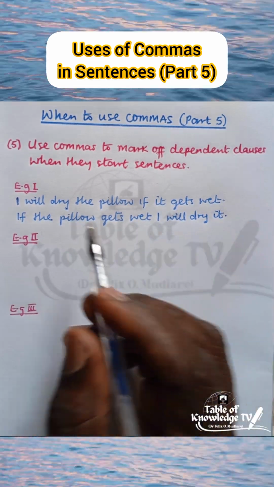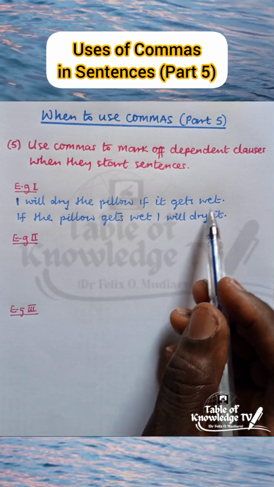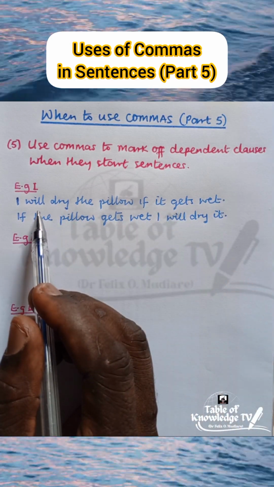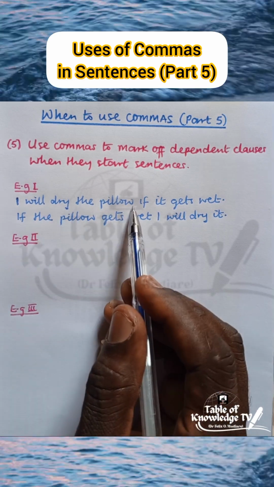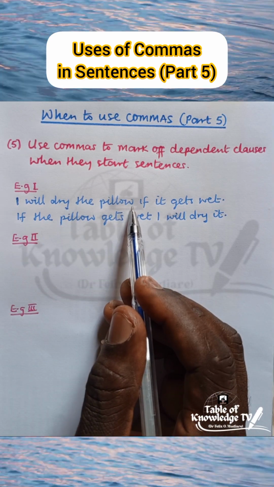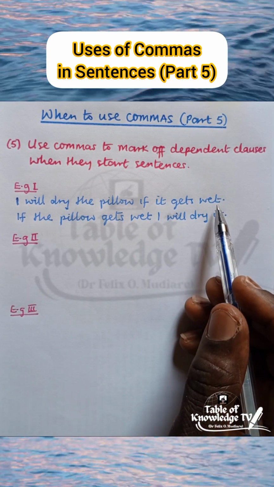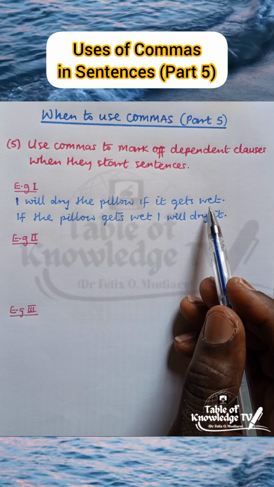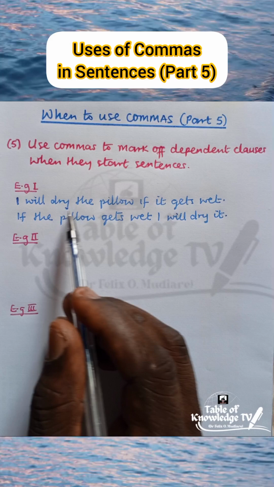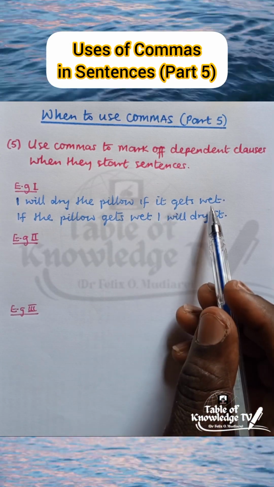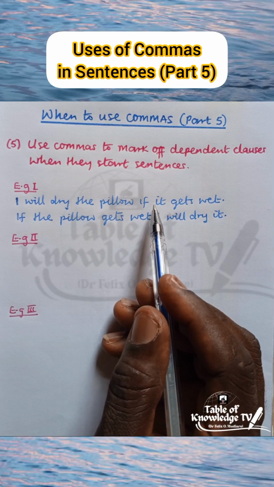Let's start with the first sentence. I will dry the pillow if it gets wet. This particular sentence begins with an independent clause, which is I will dry the pillow, then followed by a dependent clause, which is if it gets wet. This is a complex sentence. So when you begin a complex sentence with an independent clause followed by a dependent clause, you don't put a comma to separate the independent clause from the dependent clause.